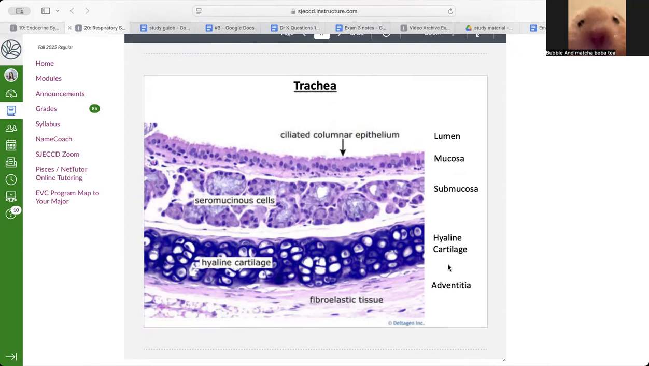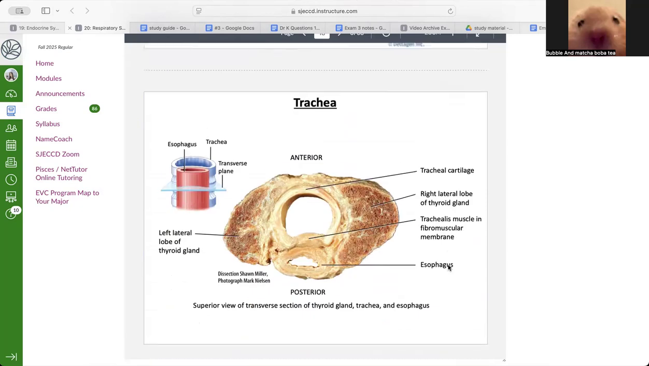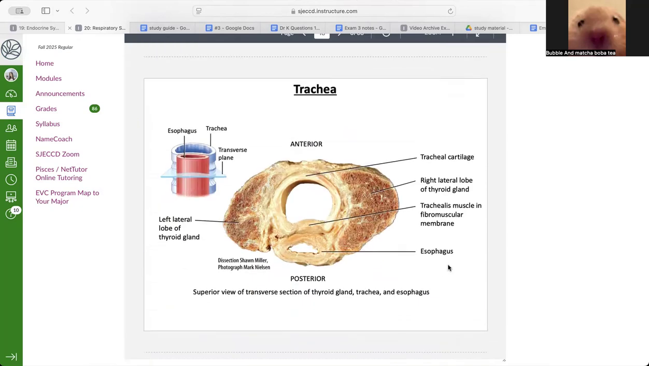You have hyaline cartilage rings that go partway around the trachea and keep it open. If you didn't have the rings, every time you breathe in and out, your trachea would collapse on itself and you'd have a hard time getting air through. So the trachea can flex and expand. The esophagus sits right behind it.